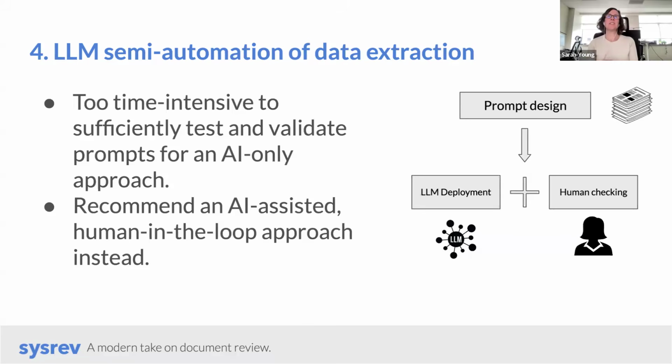It just wouldn't be feasible. And so the approach here instead is very much a human in the loop, AI-assisted approach. This is where we design a prompt. We're not fully testing and validating, but we use that prompt as one of our data extractors and then have a human checking the accuracy and completeness of that data extraction. So this is probably the recommended approach, I think, moving forward for using LLMs in this step.